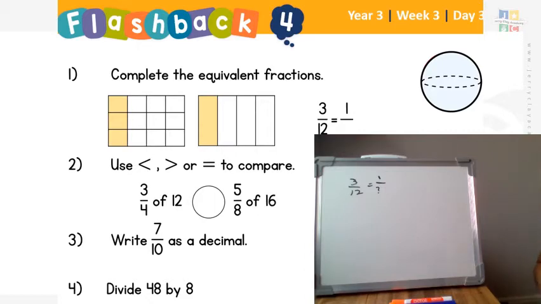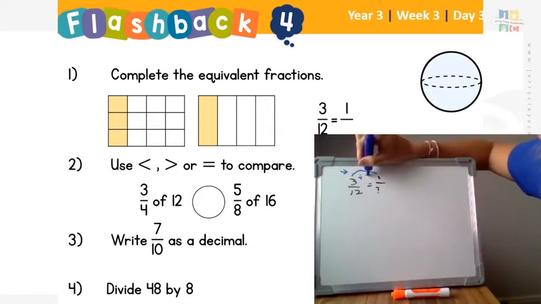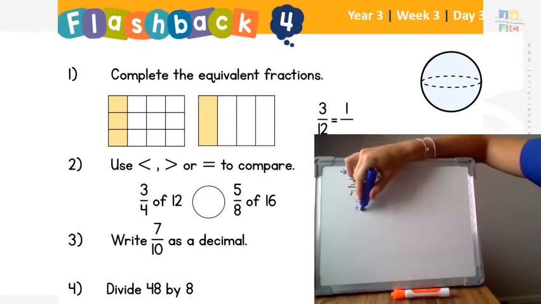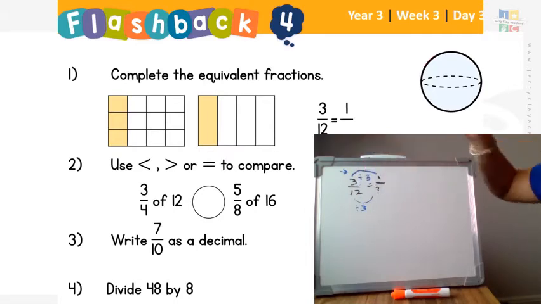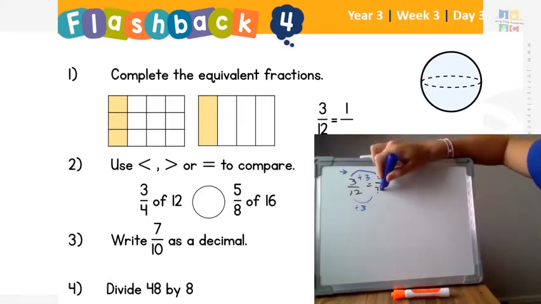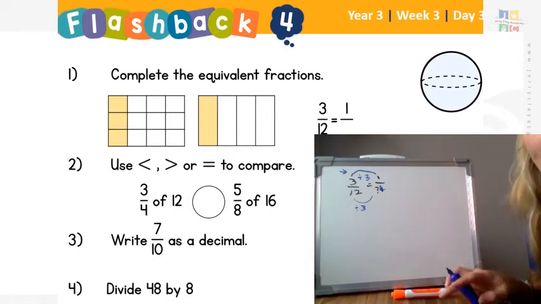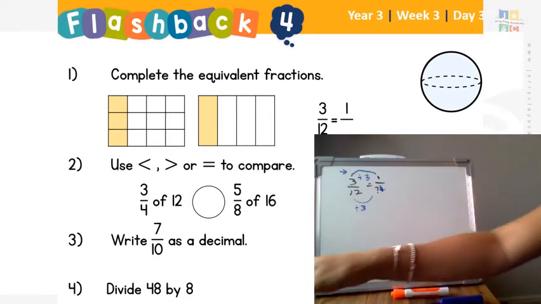Now, we could also have done our method to see how do I get from 3 to 1, because remember we're going this way. So how do I get from 3 to 1? Well, I'm not timesing, I'm dividing. How many times does 1 go into 3? 1, 2, 3, so I'm dividing by 3. So if I've divided the top side by 3, I'm going to divide my bottom, my denominator, by 3. So 12 divided by 3, how many 3s go into 12? 3, 6, 9, 12. I know the answer is 4, which is why on the picture you've got on the screen there, you can see that there are 4 parts and 1 part is shaded.